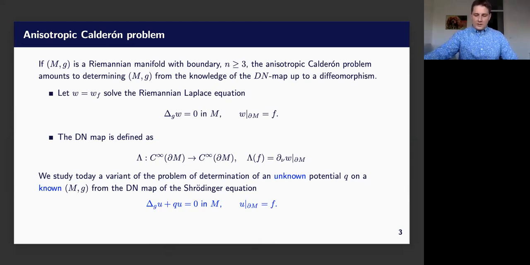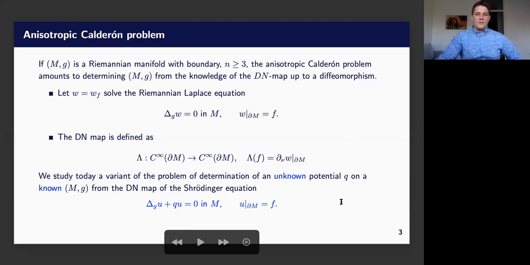So let us shortly define what a DN map is. I'm pretty sure all of you know it. But anyway, let w be the solution to the Riemann Laplace equation, where Δ_g is the Laplace-Beltrami operator. And for this equation, we give the boundary value f. As usual, the DN map is defined by the assignment that you give the boundary value f, then you solve the Laplace equation, and then you compute the normal derivative of the solution on the boundary.